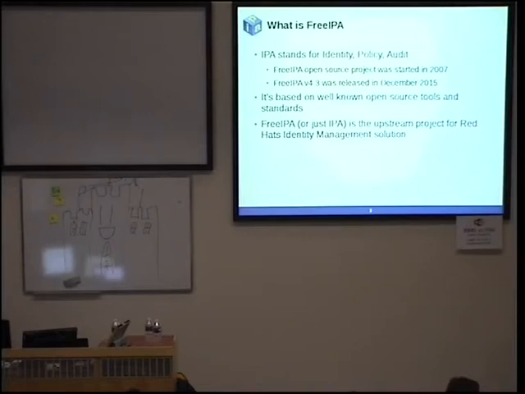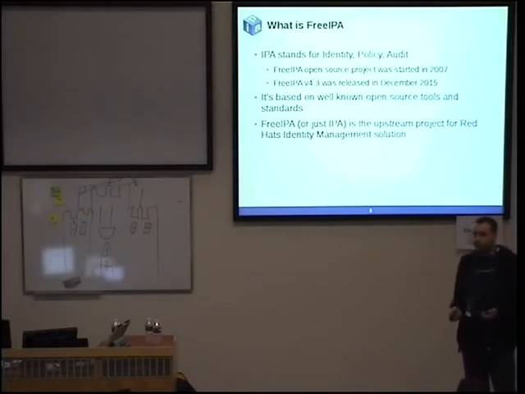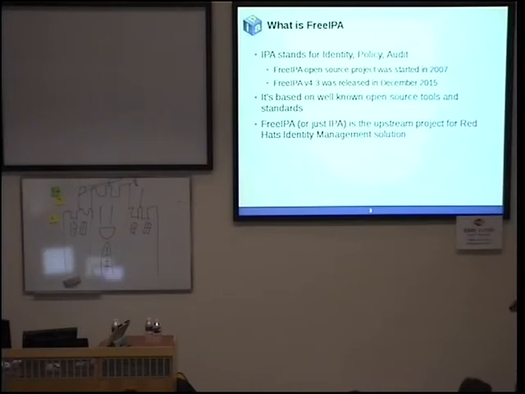So for example, we have an LDAP server which acts as kind of a back end for all the information which is stored in the framework, and instead of coming up with a new solution, we use a well-known LDAP server, which is actually the 389 Directory Server, and the same is true for the other components as well. You will see that on one of the next slides. FreeIPA is actually the upstream project for Red Hat's identity management solution, which is part of Red Hat Enterprise Linux, so it comes for free, so people don't need an extra subscription to get access to the bits. It's part of the actual operating system.